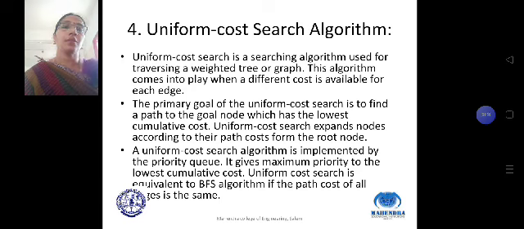So next, the uniform cost search algorithm. Uniform cost search is a searching algorithm used for traversing a weighted tree or graph. This algorithm is used when a different cost is available for each edge. The primary goal of uniform cost search is to find the path of the lowest cumulative cost. It expands according to that path. It is implemented by a priority queue, giving the maximum priority to the lowest cumulative cost.